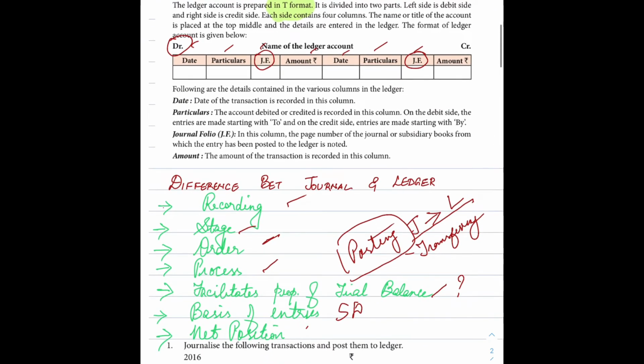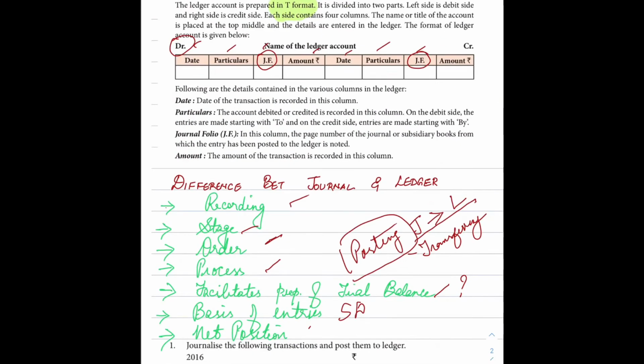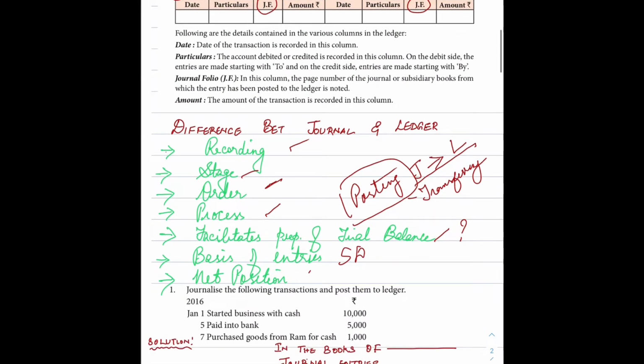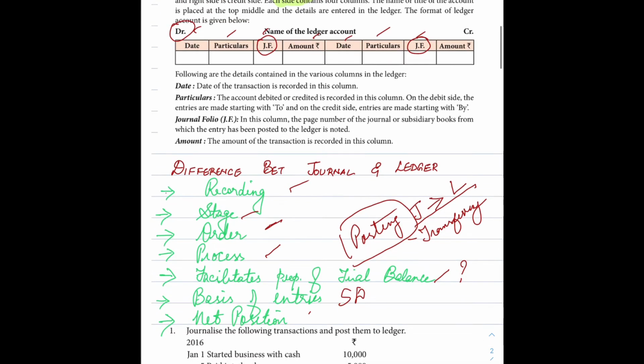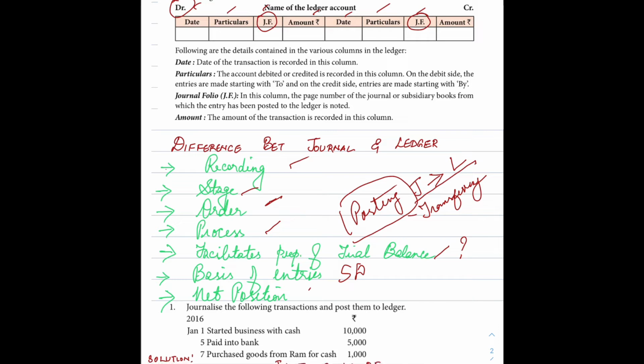So here I am reading problem number 1 from the journal. Journalize the following transactions in the books. It is not mentioned who the proprietor is, and then they are asking to post to the ledger. So 3 transactions: January 1st, started business with cash; on 5th, paid into bank; and on 7th, purchased from Ram for cash. When we say for cash, it means it is a cash transaction. That is what we have to give importance to.